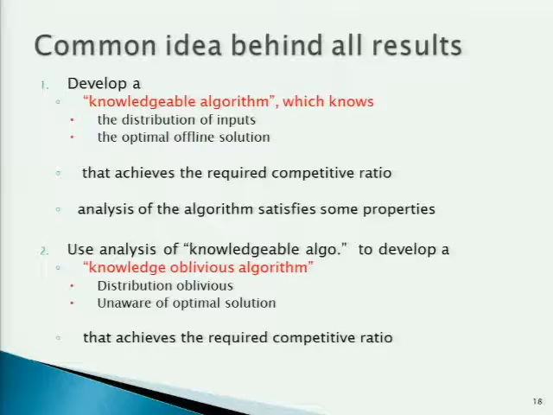So I presented previously as the common idea really behind all these results is the following two-stage approach. The first stage is to develop an algorithm which is omniscient or a knowledgeable algorithm. This algorithm has knowledge of the distribution, and based on the distribution, it could have knowledge of the optimal solution for the offline instance. So by offline instance, I mean you construct an expected instance of the problem. Each request arrives expected number of times, and that is an offline instance. Right. Once you know the distribution, you can compute the expectation. You have this offline instance.